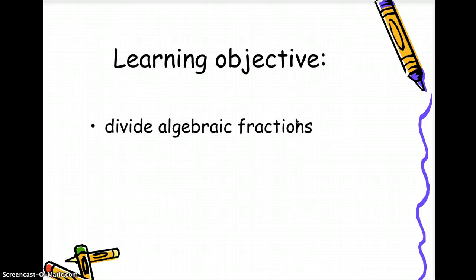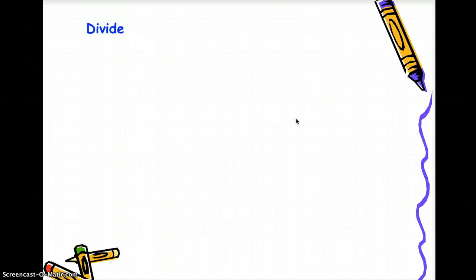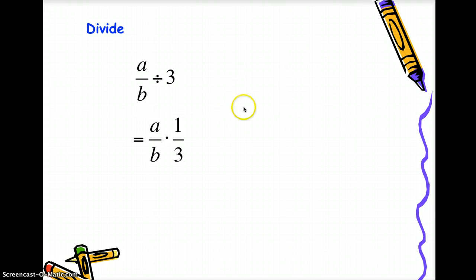Okay, moving on. The second learning objective is to divide algebraic fractions. Let's have one example. The first one is a over b divided by 3. Now you are going to change this because 3 is a fraction. So you're going to copy or rewrite the first term, a over b. This time you're changing the division symbol to a multiplication symbol, and instead of writing 3, you write the reciprocal of 3, and the reciprocal of 3 is 1/3.